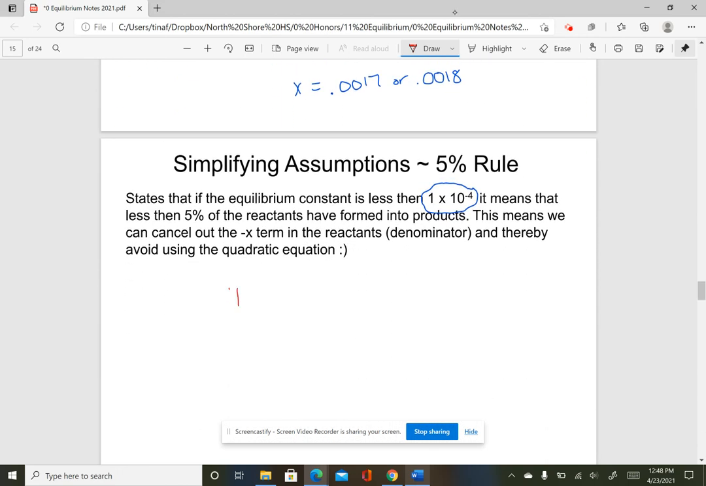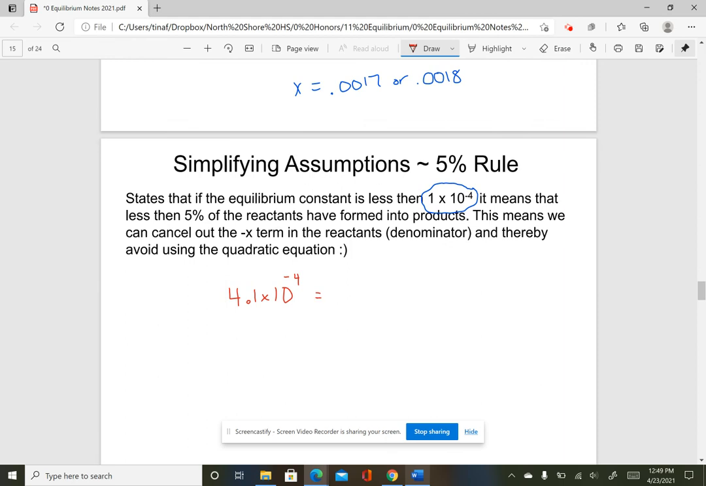I'm going to do my equilibrium constant. See how it's super small? 4.1 times 10 to the negative 4. So that's what should clue you into: you might need to use the quadratic equation, and I might be able to do this little cheat sheet.